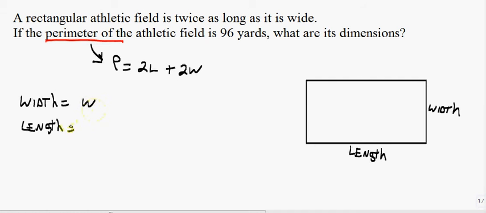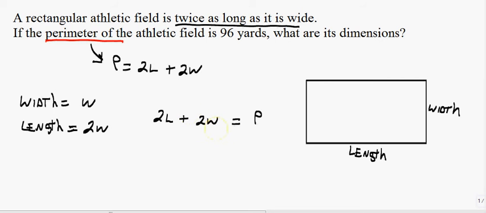They gave us up here that it's twice as long as it is wide, which means that if it's W yards wide, then the length is 2 times W. It's twice that much. All right, we're now ready to build the equation. I'm going to take this formula for perimeter, 2 times the length plus 2 times the width is equal to the perimeter. And I'm going to plug in everything that we know.